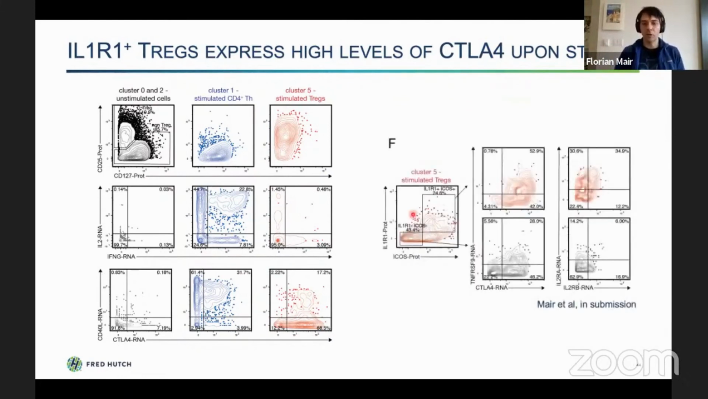And the last data point that I want to show you here, because that's the question that we wanted to ask, we could actually use, again, the protein data, since we had the protein data in this multi-omic data set, and can look at IL-1 receptor protein versus ICOS protein and take the double positives versus the double negatives. And what we can see is that the double positive cells by protein, after stimulation, indeed seem to be expressing higher levels of CTLA4 and 4-1BB up here, and also higher levels of the IL-2 receptor alpha and IL-2 receptor beta, indicative of their activated state.